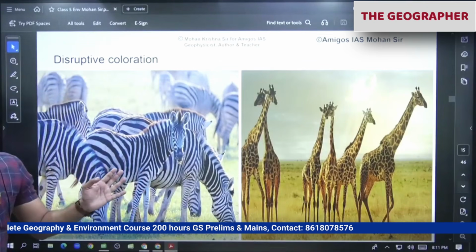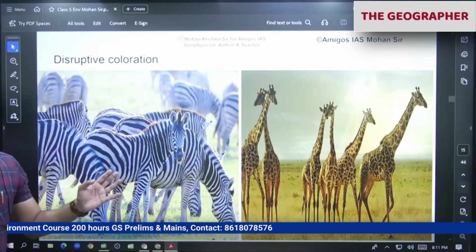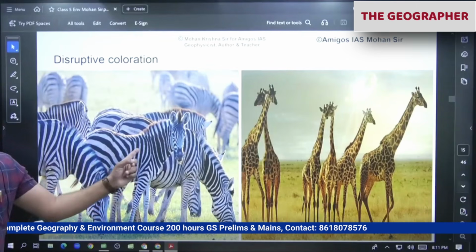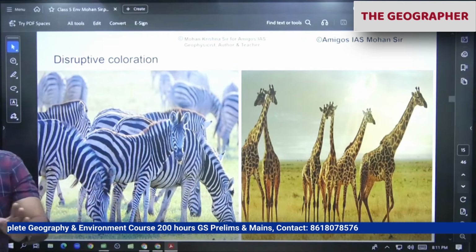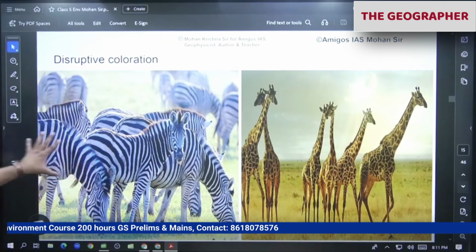Correct? We have cone cells and rod cells. Rod cells help us in black and white vision. Correct? Cone cells help us in color vision. That is for primates, not for other species. The lion doesn't get to see this color.